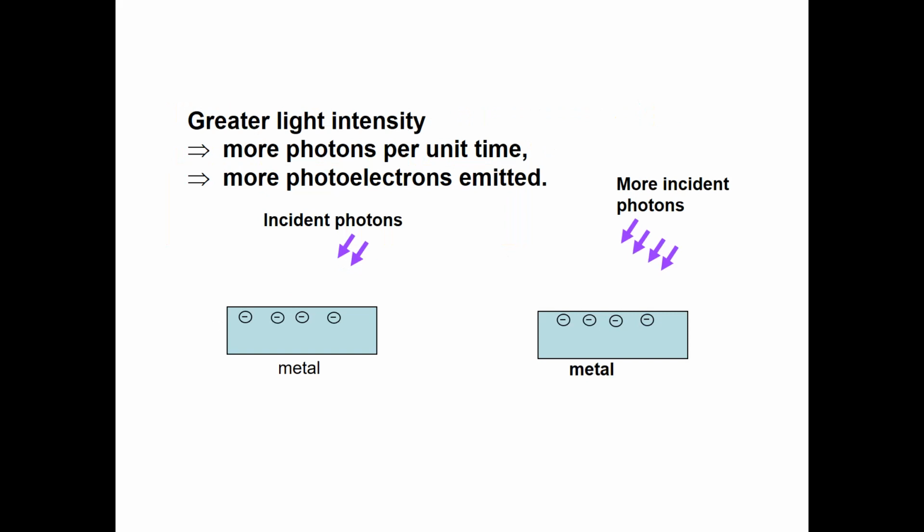Right, so this is observation number 4, that the intensity is proportional to the rate of emission of electrons. So if you have 2 photons coming in, let's say 1 electron comes out. If you have 4 photons coming in, you have proportionally 2 electrons coming out. Okay, that's basically what it means. If intensity is doubled and frequency is kept the same, the number of electrons is doubled.